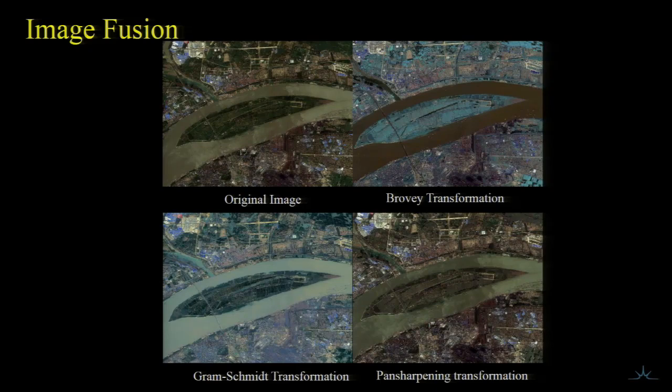There are 4 figures here. The first one is the original image. The second one is we do a Brovik transformation. The third one is we do a GS transformation. And then the last one is the pan-sharpening transformation. So basically, judged by the image, you cannot see that this image fusion algorithm is great. So we should do some statistics.